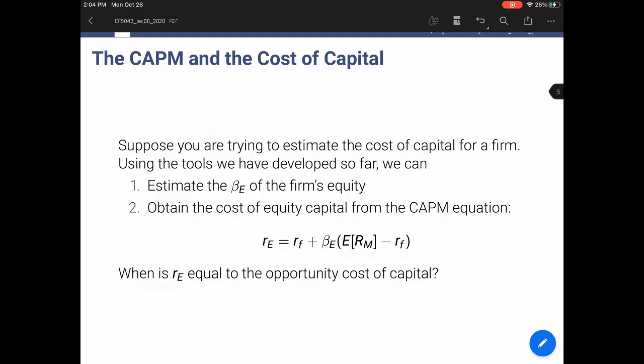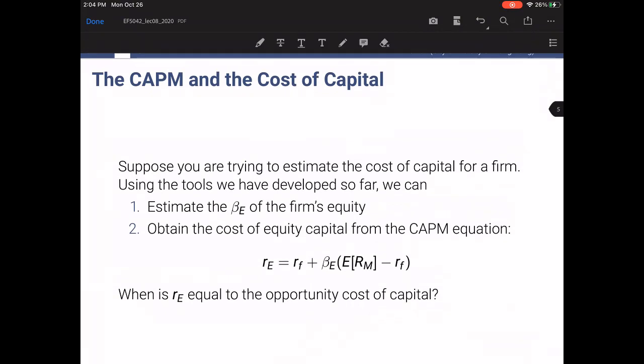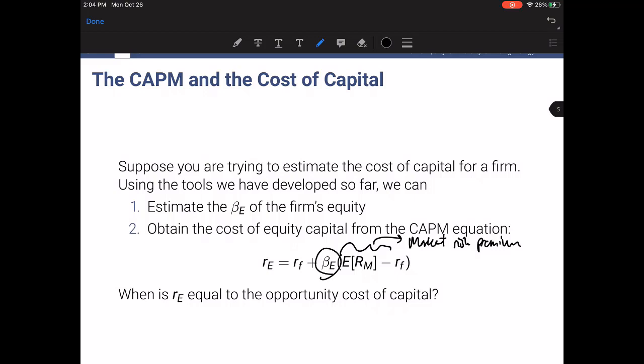The CAPM can be represented in the following way, as pointed out in number 2. We can obtain the cost of capital for equity by taking the market risk premium, that's this term here, so let me write market risk premium, multiplying it by beta, which is our measure of a firm's cash flows exposure to the market risk premium, and then adding the risk-free rate. And that will give us the cost of capital of equity for the particular firm.